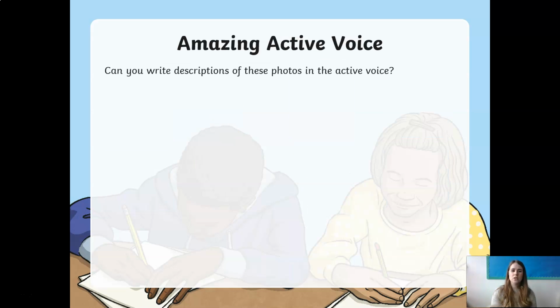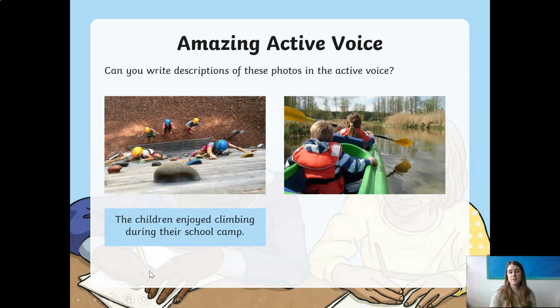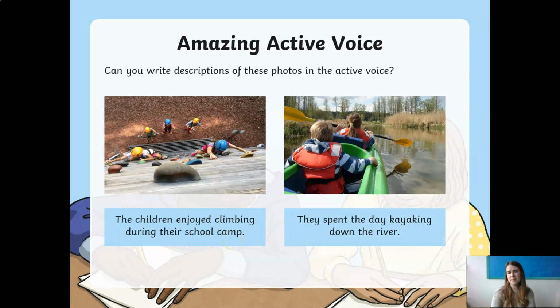Okay, so can you write descriptions of these photos in the active voice? Okay, so what I want you to do is just pause the video. Can you think of 2 sentences you could write that could be active voice for these pictures? Okay, well, let's have a look at my example. The children enjoyed climbing during their school camp. And then here I've got, they spent the day kayaking down the river. Okay, so those are just simple active sentences. I've got the children, so I've got my subject, enjoyed climbing, I've got my verb, during school camp, I've got my object. Here I've got they, my subject, my children, spent the day. Okay, that's the verb. Down the river, that's the object.